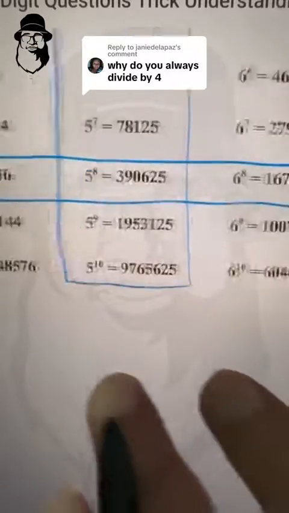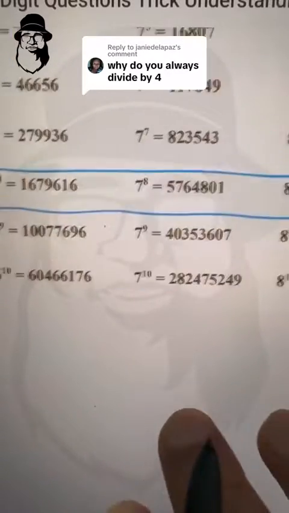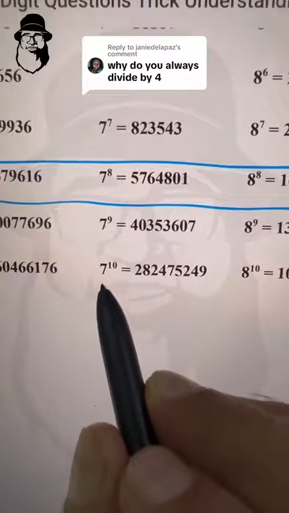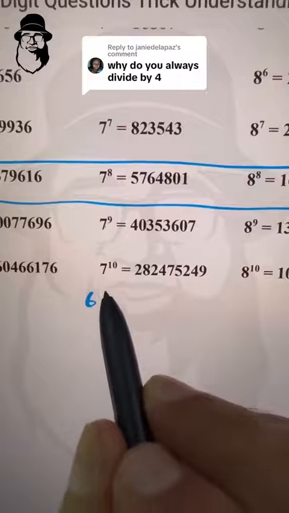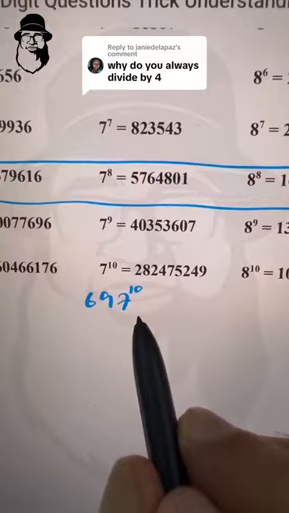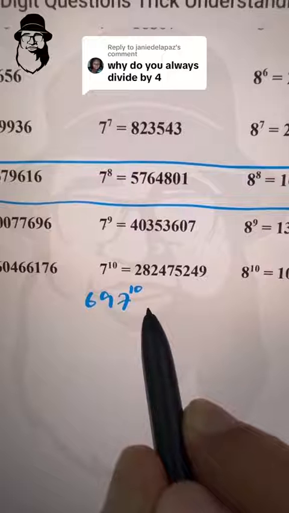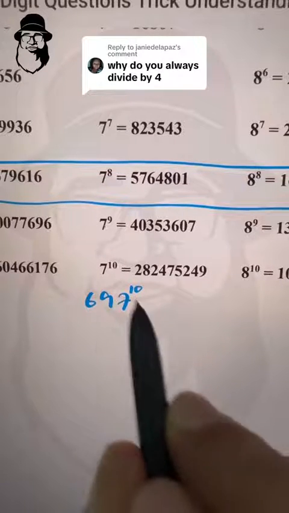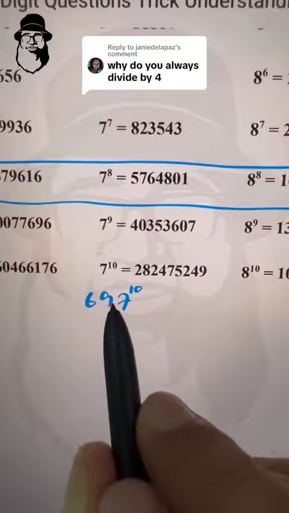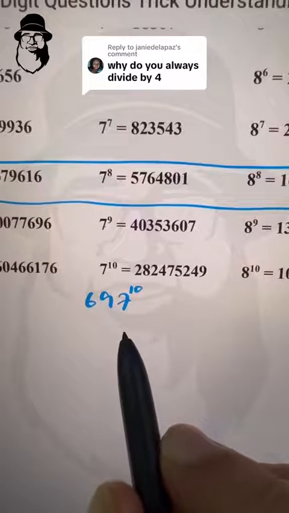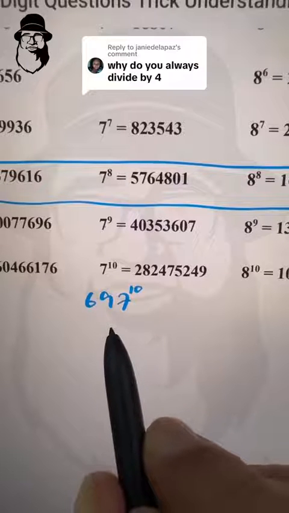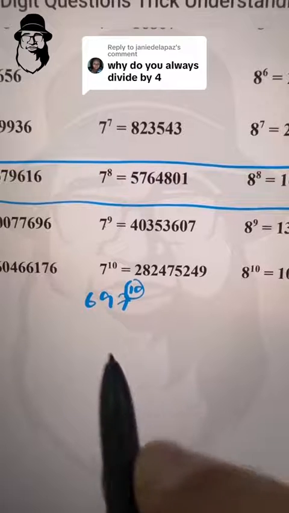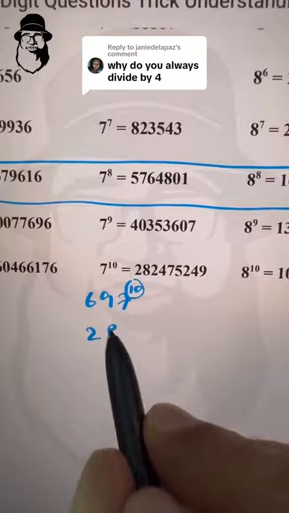Let's say we have this number, 697 to the power of 10, right? And we don't know what the answer will be, but we are required to find the units digit of the answer of this number. Now we cannot multiply 697 by itself 10 times when we have less than 1 minute in competition exams. So what we do is, we divide this 10 by 4 to see what the remainder is. 4 times 2 is 8 and the remainder is 2.